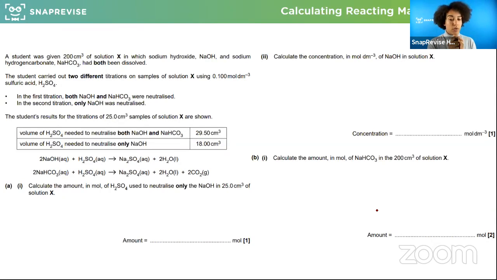Okay, I'm going to move on to this exam question. A student was given 200 centimeters cubed of solution X in which sodium hydroxide, NaOH, and sodium hydrogen carbonate, NaHCO3, had both been dissolved. The student carried out 2 different titrations on samples of solution X using 0.1 moles per dm cubed sulfuric acid. In the first, so this is a titration question, whoever wanted to do a titration.